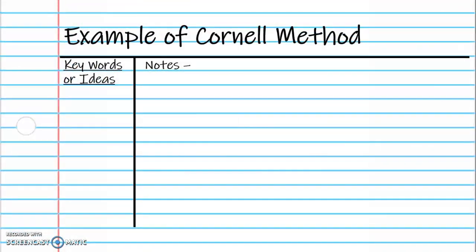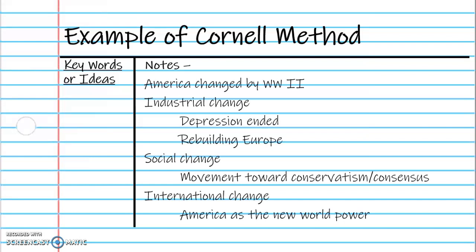Now, the Cornell method is similar. I've put the same information almost here on the notes side. However, on this left-hand column, I've reserved it for keywords or ideas, like baby boomers and Cold War. The left-hand column enables you to do a quick review of your notes by going back through that column and helping you make sure you know those keywords and ideas.